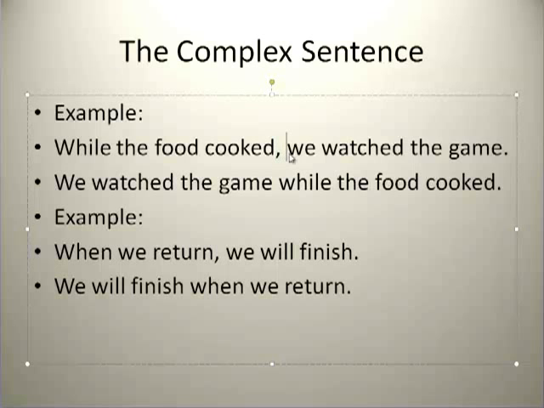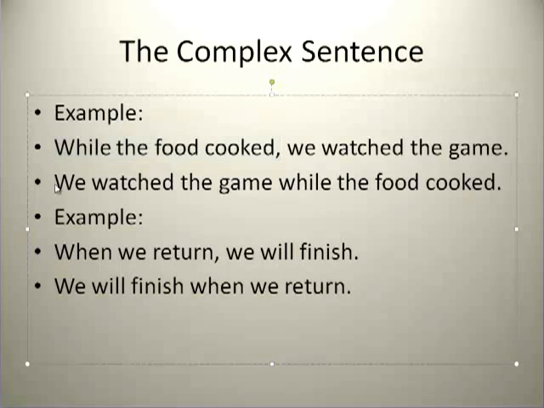In the second part of this sentence, here's our subject, we, verb watched. We watched the game would be an independent clause. It could stand alone as a sentence. So we have one independent clause combined with one dependent clause, and this gives us a complex sentence.